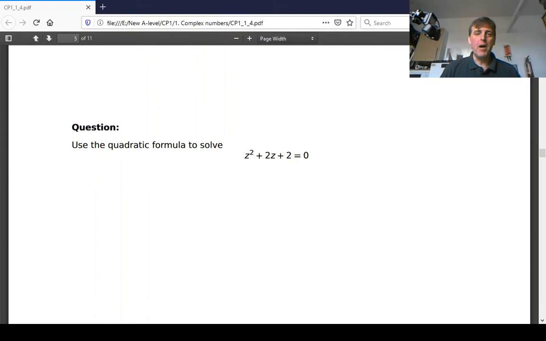But for now, let's change gear just a little bit, and we're going to look at this question on the screen just to get us back into the idea of using complex numbers. So please solve the equation, use the quadratic formula. You should get complex numbers as your answer. So pause the video and restart once you've got your answers.